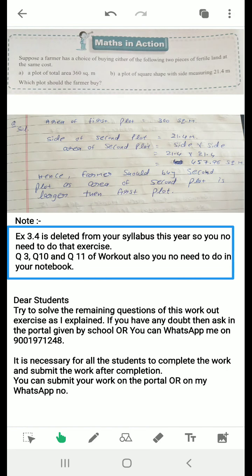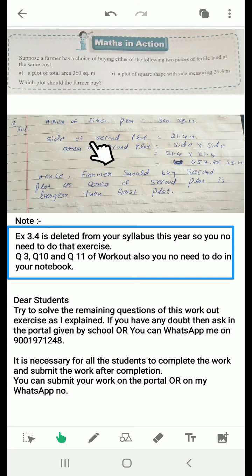Next, one more question that we have to do, that is Math in Action. You can see just below the workout exercise, there is one question, Math in Action. That question also you have to do in your notebook. You have to write it in your fair notebook. Suppose a farmer has a choice of buying either of the following two pieces of fertile land: a plot of total area 360 square meter and a plot of square shape with side measuring 21.4 meter. Which plot should the farmer buy?